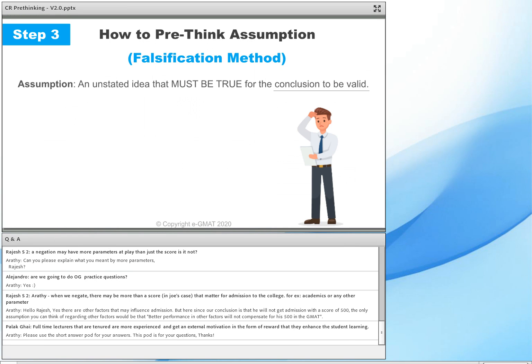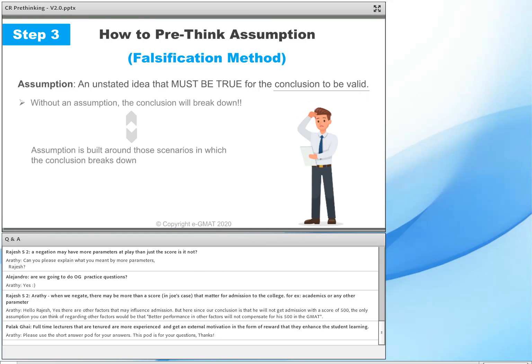Again, remember I said, when it comes to this, it always comes down to the definition of an assumption. An assumption is an unstated idea that must be true for the conclusion to hold true. Which means that without the assumption, there are ways in which I can falsify or break the conclusion.